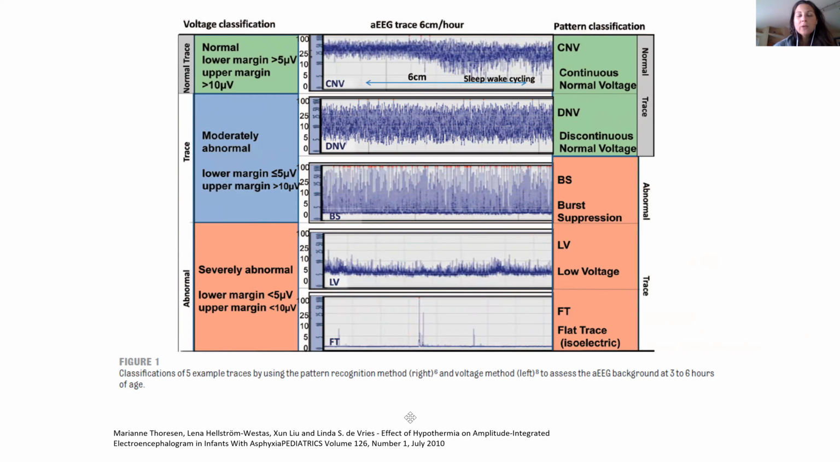And so before we used to say, only having that continuous normal voltage pattern, upper margin greater than 10, lower margin greater than 5, that was normal. But once we started cooling babies, we realized that they could have a normal-ish outcome if they even showed discontinuous patterns. And this is during the period of cooling. So definitely we want them to resume continuous normal voltage patterns, by rewarming if possible. So let's look at some of her other literature. These are just saying voltage and pattern.